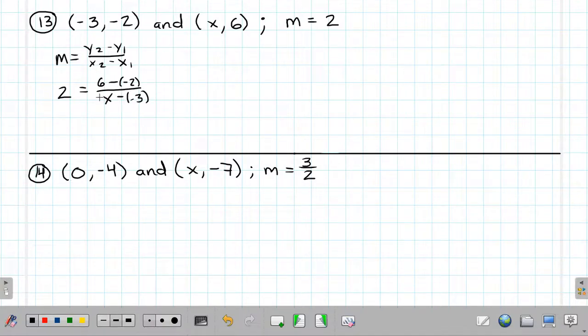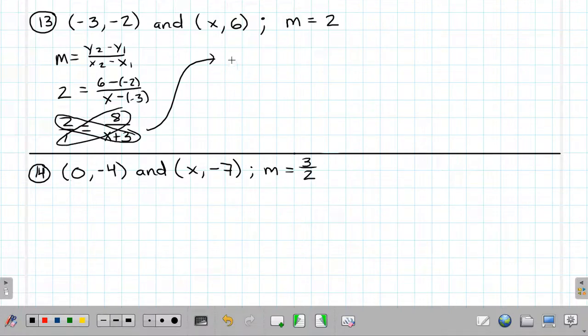So I can clean this up a little bit. One hint I want to give you here is this 2, it's not a fraction, but I can write it as 2 over 1. 6 minus -2 is 8. X minus -3, well, I'm going to make it easy on myself here. Instead of subtracting a negative, I'm going to write this as x plus 3. But now what we can do is cross multiply. So we have 2 times (x plus 3) equals 1 times 8.